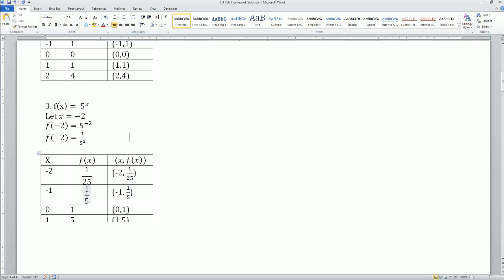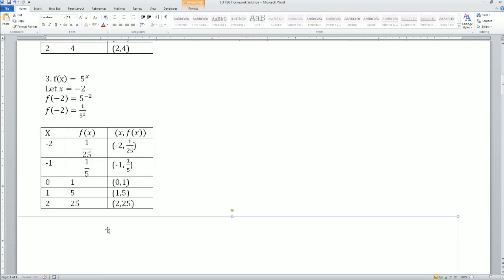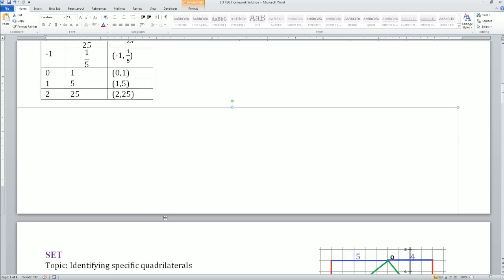If it's -1, you just bring it down, 1 over 5. If it's 0, any 5 to the 0 power, anything to the 0 power is just 1. And this is 1 comma 5, and this is 2 comma 25. This is an exponentially increasing function.